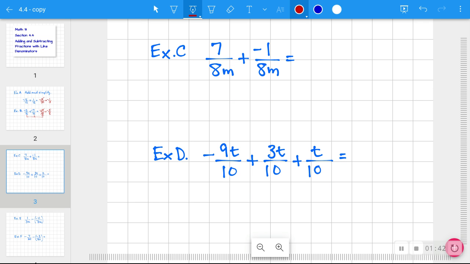Okay, once again, this whole section we've got given to us problems where the denominators are already matching, and we'll leave for the next section problems where we have different denominators. Okay, when you add 7 and negative 1, you get 6 and our common denominator. Now, dividing the top by 2 and the bottom by 2 gives 3 and 4, so we end up with 3 over 4m.